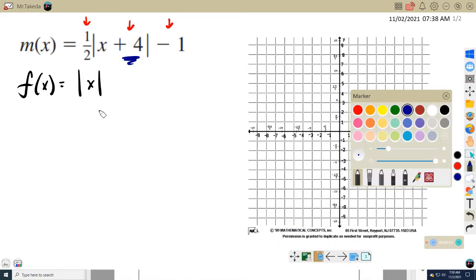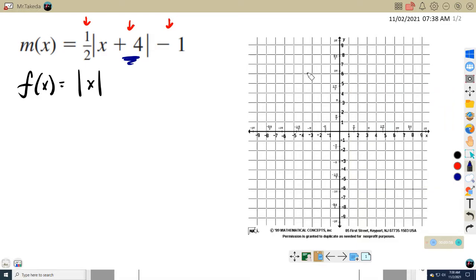So let me write that down. Horizontal translation left, I'm going to abbreviate here, by 4 units. Okay. And then we want to do stretches and shrinks next. So that's going to be this thing.